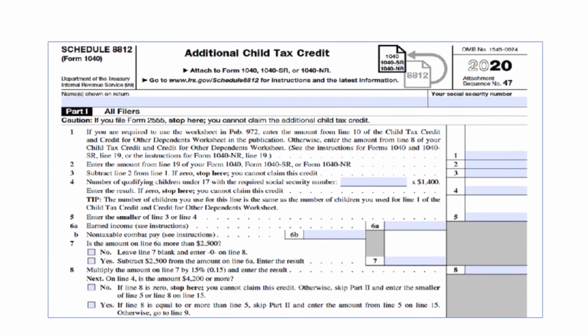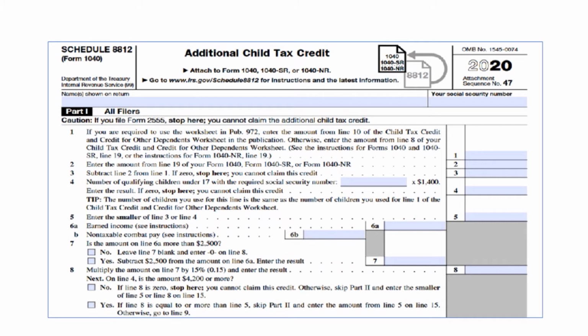All right. So you can see right now on the screen here, please look with me on the screen. So we have Part 1. So on line 1, both IRS Publication 972 and the instructions for Form 1040 include a child tax credit and credit for other dependents worksheet to help determine whether you qualify to claim the CTC or the ACTC and calculate the amount of the credit. So you want to enter the amount from line 10 of the child tax credit and credit for other dependents worksheet in Publication 972 or line 8 of the worksheet in the Form 1040 instructions. So this is for line 1.